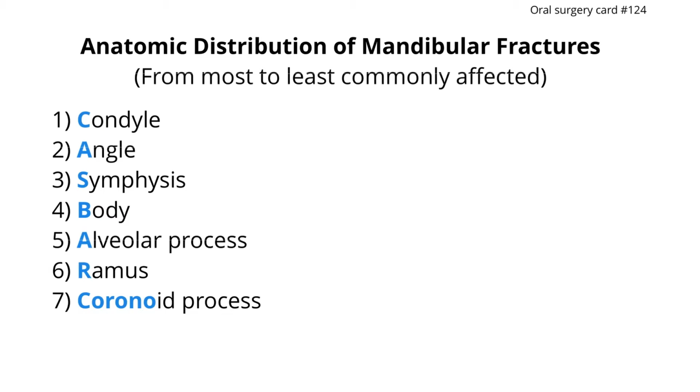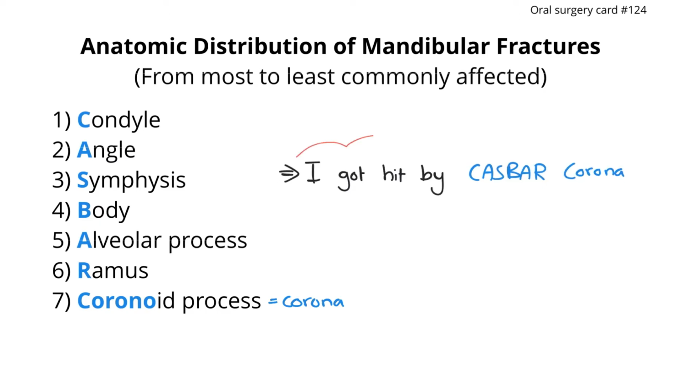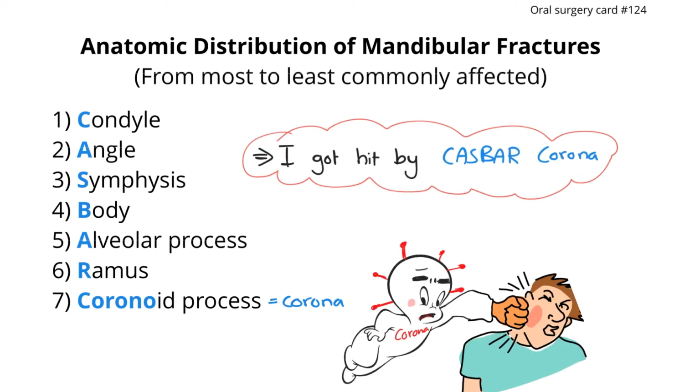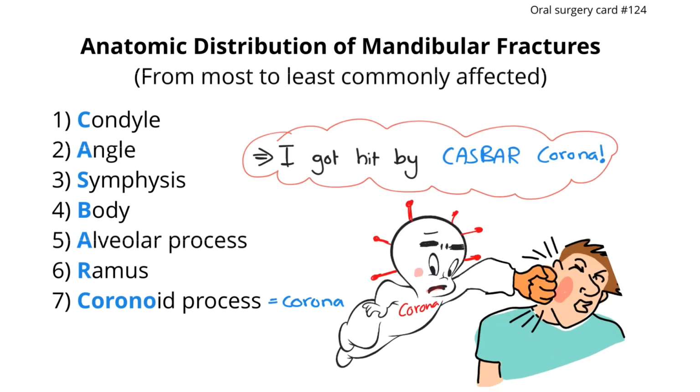And together they will form the word Casbar, which is Casper, you know, that ghost cartoon character. And coronoid will be Corona. The mnemonic will be: I got hit by Casbar Corona, like I got hit by the ghost of Corona. Like Corona is like a ghost, we can't really see it, right? So I got hit by Casbar Corona, and this was the cause for my mandibular fracture.